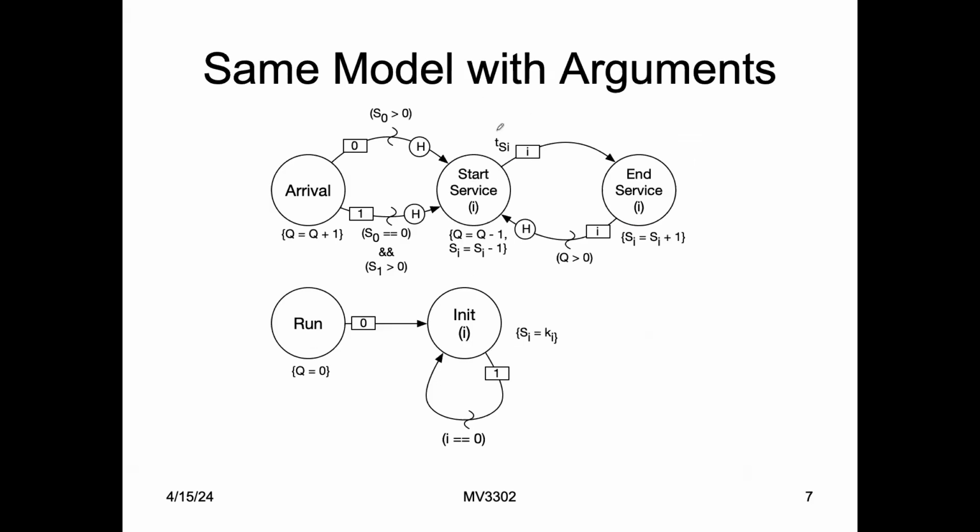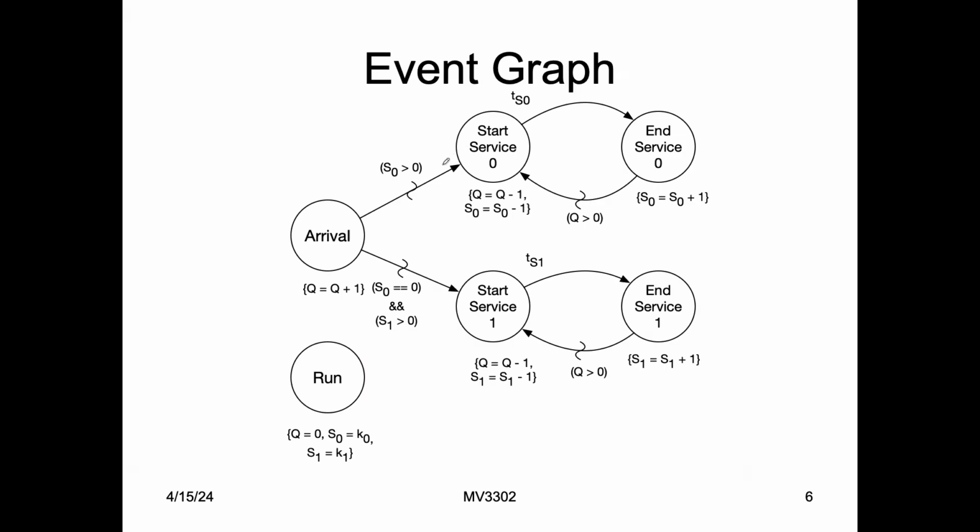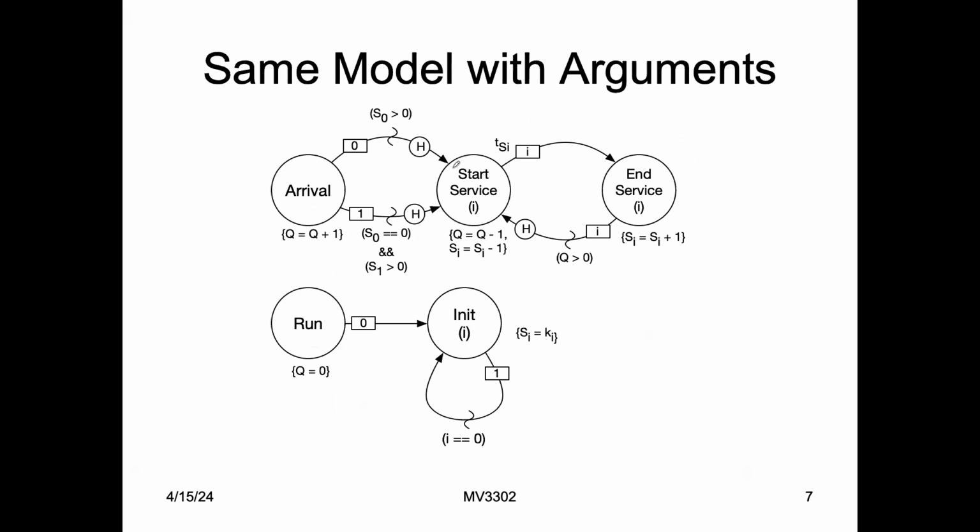It is kind of messy, but if I use arguments, I notice that the start service event is basically the same for each, but the number matches the number in the state transition. So that allows me to make the start service event with an argument, and then I can simply apply that argument to my number of available servers. Similarly with the end service event, I can make the number of available servers indexed by the argument.